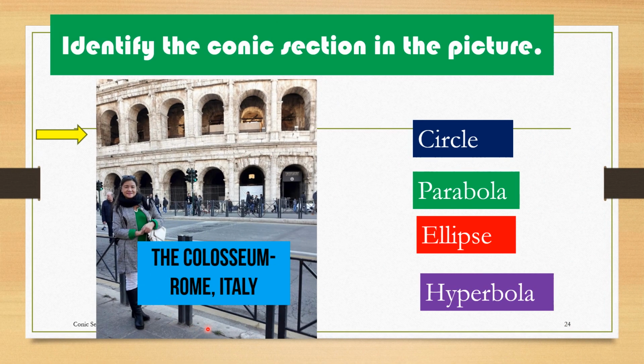The Colosseum is an iconic symbol of Rome in Rome, Italy. It is also known as the Flavian Amphitheater or Oval Amphitheater with 50,000 seats. Every year, 6 million people visit this place. The arches are what type of conic section? Excellent! It is a parabola.